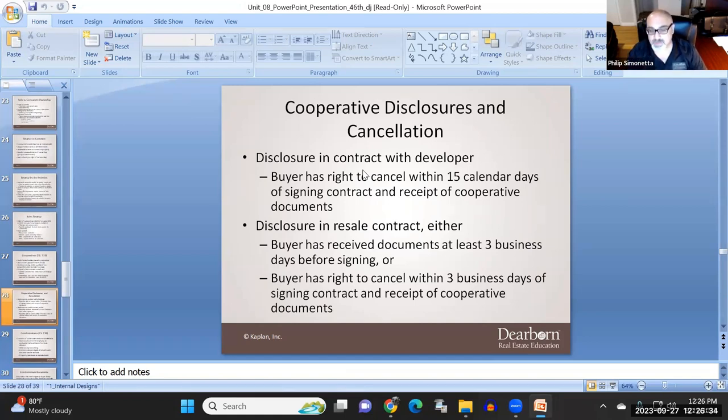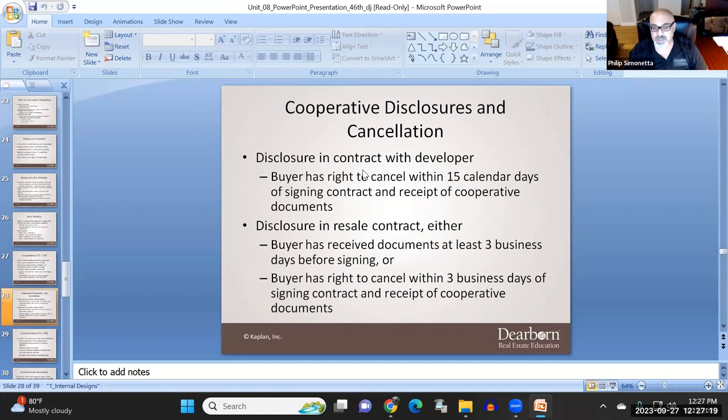They're called cooperative documents. Now, disclosure in a resale contract, when you're buying it from a person, not a developer. If they get the contract today and the docs don't come for a week, the 3 days doesn't start until you sign off that you got the docs. If you get them the same day, it's 3 days from then. When the buyer receives all the documents, the buyer has the right to cancel within 3 business days of signing the contract and receipt of the docs.